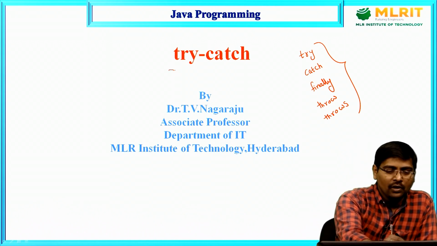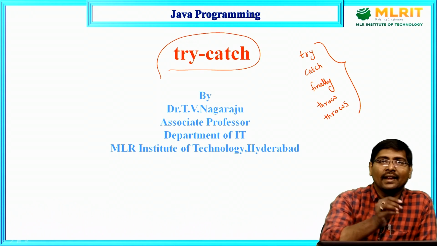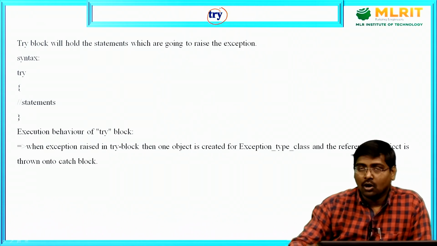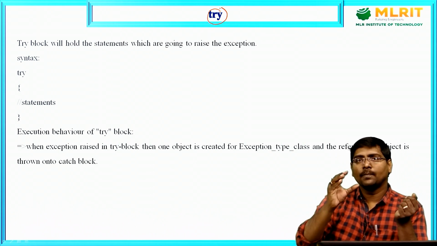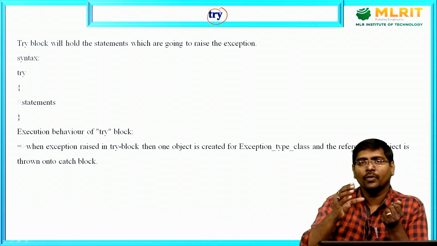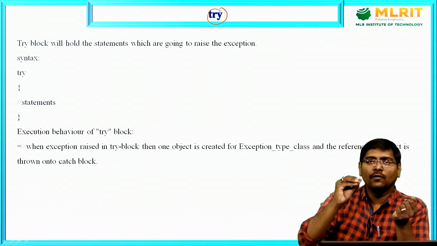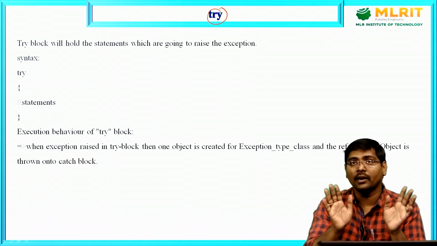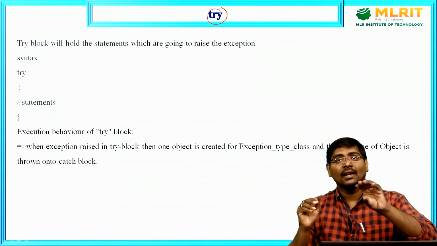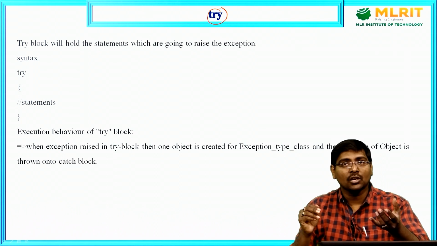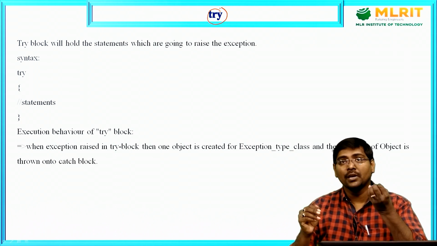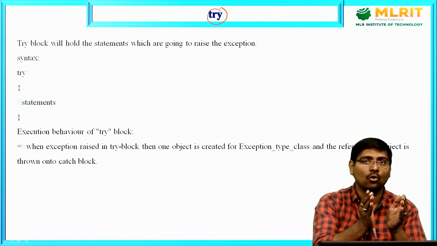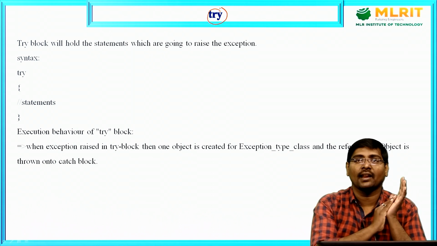Now, first we will move to try and catch. First one is a try block. What is a try block? Suppose you are writing some program. Within that program, if some part of the code may generate an exception, not 100%, the code that may generate an exception, that is called suspicious code. Generally, such a type of suspicious code is written inside the try block.